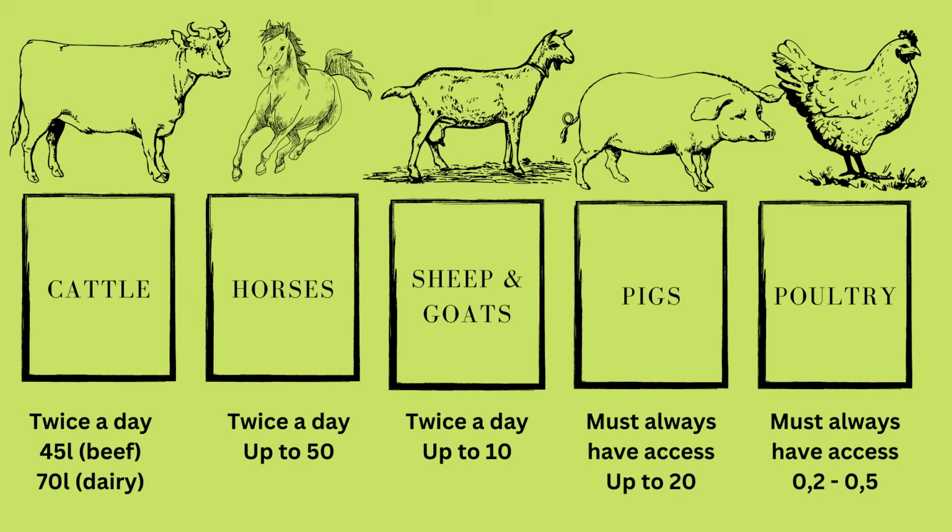Now, we have pigs. In terms of pigs and poultry, they must always have access to water. So pigs need up to 20 liters per day. Then poultry need up to, let's say, 200 to 500 milliliters. So like your 0.2 up to 0.5 liters, between those two, right? But they must always have access.